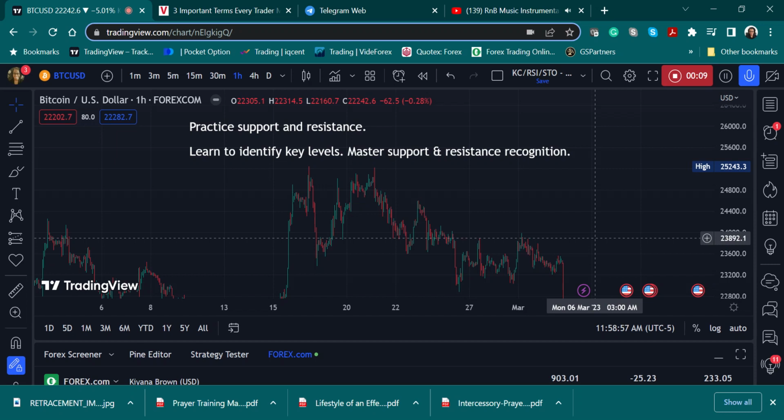What we'll be talking about today is week two practice: support and resistance. We'll be learning to identify key levels and mastering support and resistance recognition. What we need to know is that support and resistance are two foundational concepts in technical analysis. Understanding what these terms mean and their practical application is essential to correctly reading price charts.